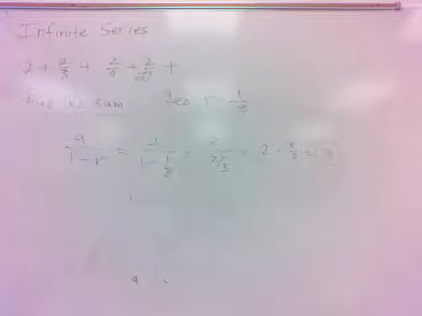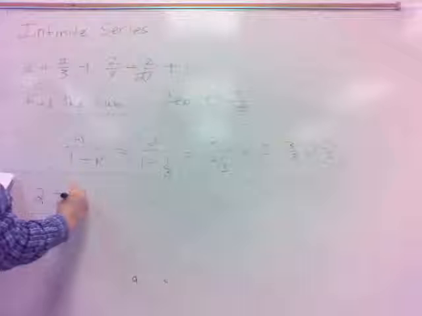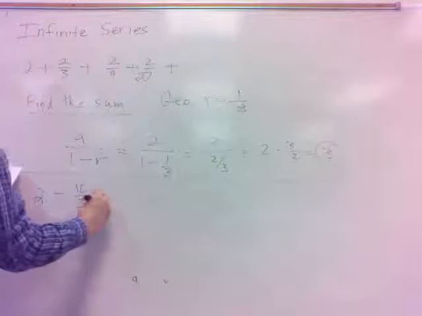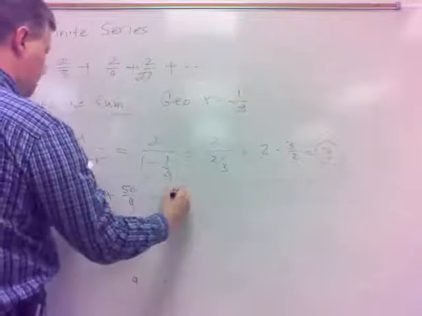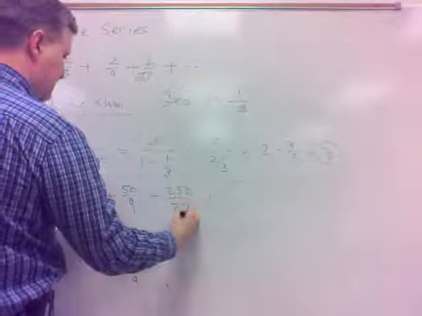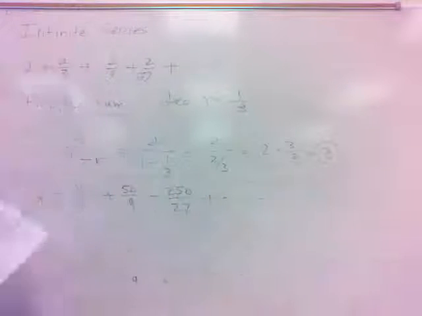Okay, what about this one? 2 minus 10/3 plus 50 over 9 minus 250 over 27 plus, and so on.